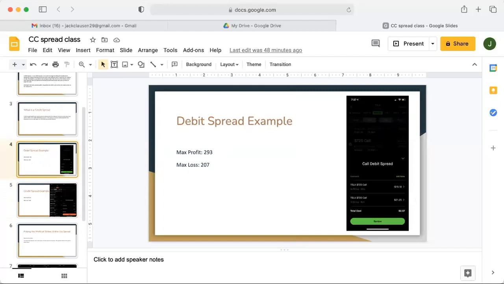Do I have to own 100 shares to play spreads? Nope, not at all. Cash collateral for credits, and for debit spreads, you do not own anything. Could you explain what's collateral when you do credits?